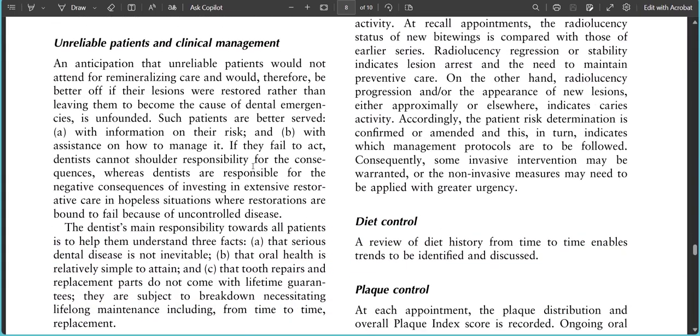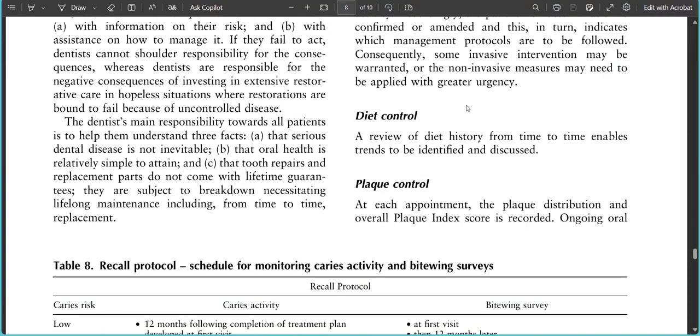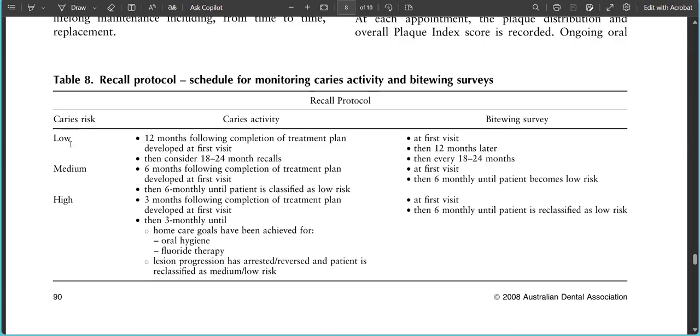Then the next step is that you need to monitor the progress, like how they are doing. The monitoring for the low risk patient is yearly, following completion of the treatment plan developed at the first visit. Then consider an 18 to 24 month recall. The bitewing survey will be at the first visit, then 12 months later, then every 18 to 24 months. For the medium risk, you need to call them every 6 months until the patient is classified as low risk. And for the high risk patient, it is 3 monthly appointments.